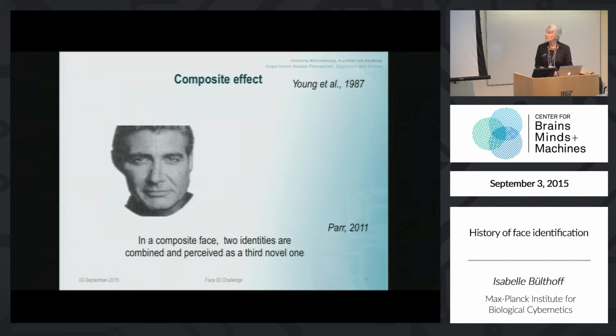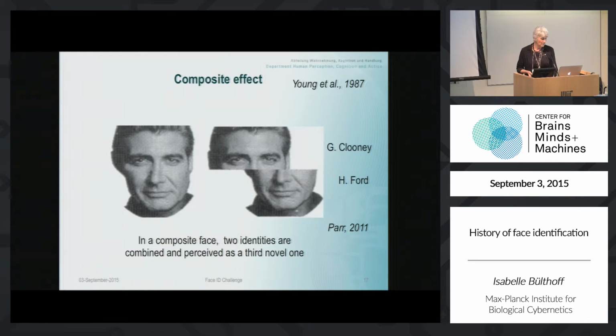The composite effect is a good example to explain holistic processing. If I show you this face and I tell you to say who it is, there are 2 persons in that. It's quite hard to tell, but if I show them misaligned, then it's much easier to see which are the 2 different identities. This is because we perceive faces holistically, so we cannot look selectively at only one part and ignore the other one.